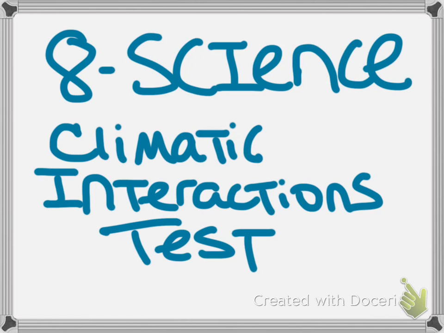Number 11. The direction that an ocean current travels can be altered by the movement of the Earth's rotation on its axis. This is known as what? A, revolution theory, B, water cycle, C, climate, or D, the Coriolis effect.